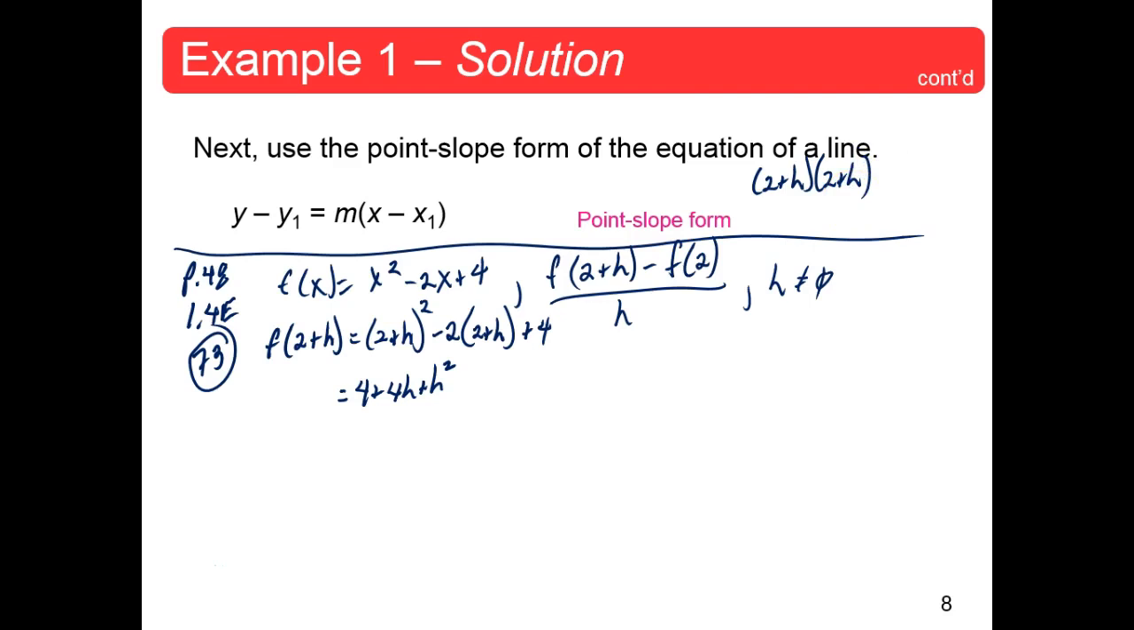2 times 2 is 4. Then you get plus 2h, that's plus 4h. That's twice the product, plus h squared. Got it. Next. Minus what? Minus 2h plus 4.